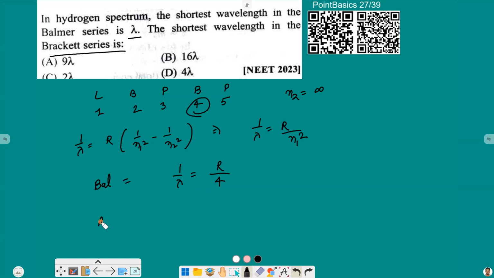For Brackett, let us mention it as lambda b. It will be R by n1 square, and n1 for Brackett is 4, so that will be 4 square or 16, and that can be written as 1 by 4 into R by 4, and that is 1 by 4 into 1 by lambda. So lambda b is 4 times lambda, and that is option D for us.